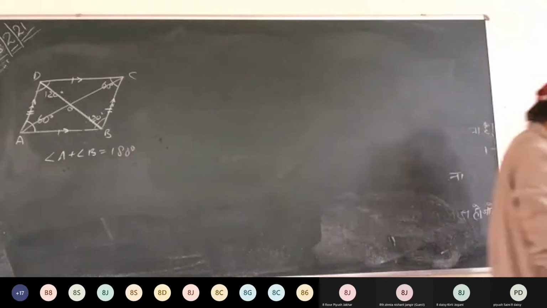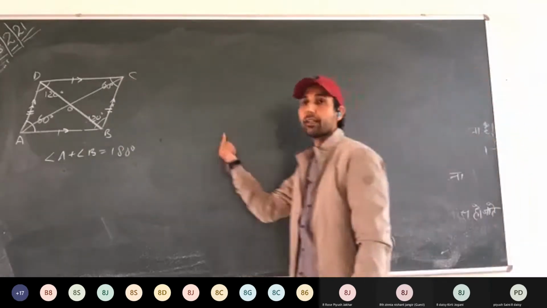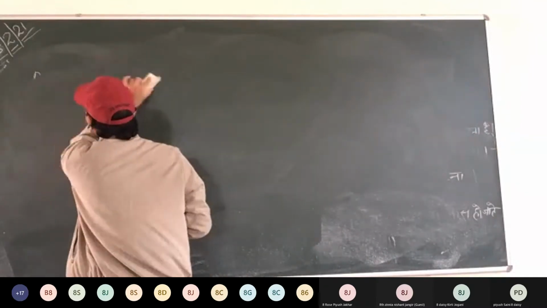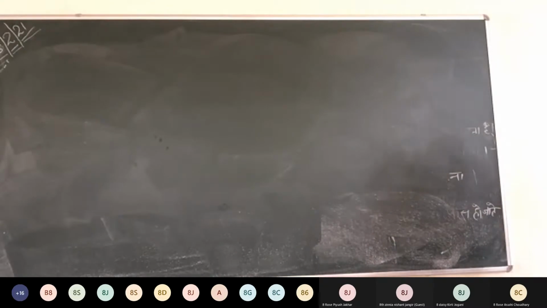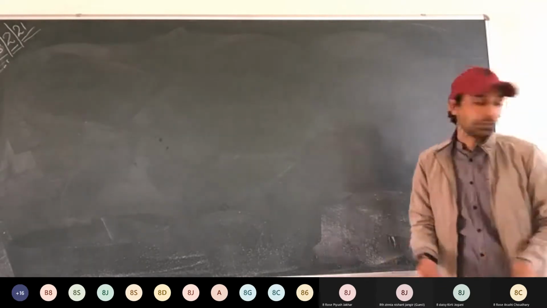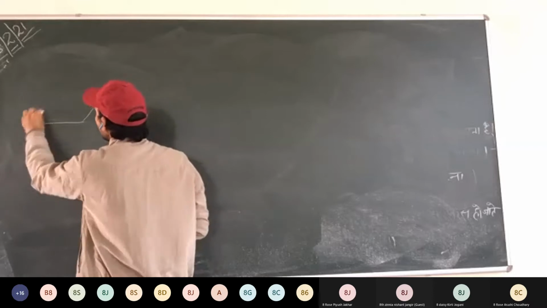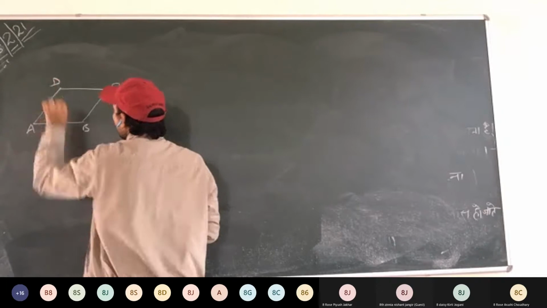So here, first question. Two sides and angle contained between them is given. So first do the rough figure. A, B, C, D. Have you drawn? Draw them. I'll be checking after some time. So we'll be drawing A, B, C, D. Rough figure we have drawn.